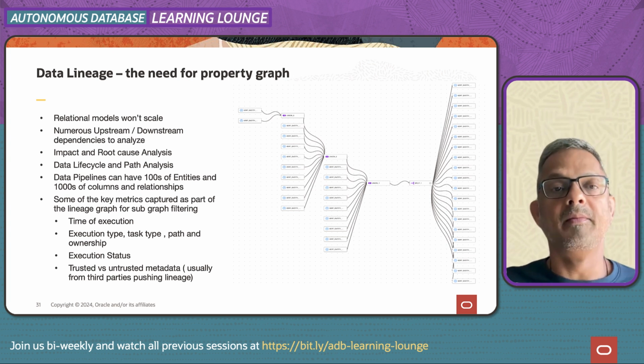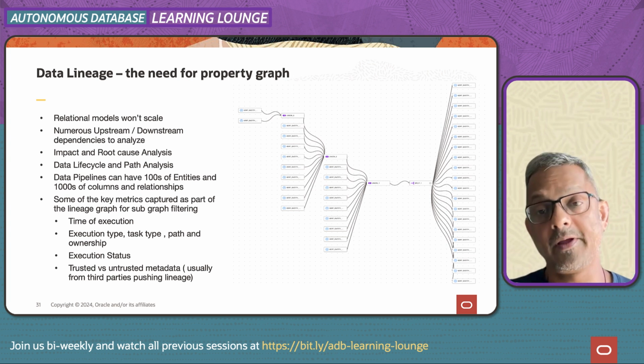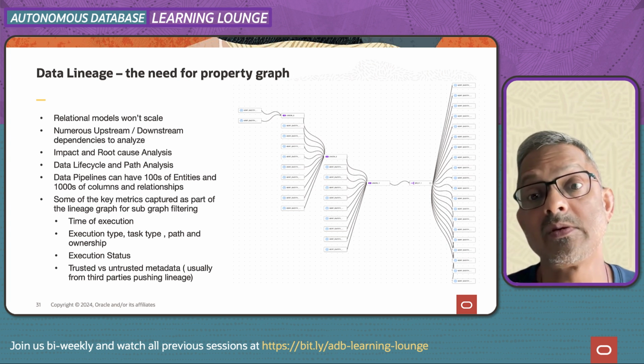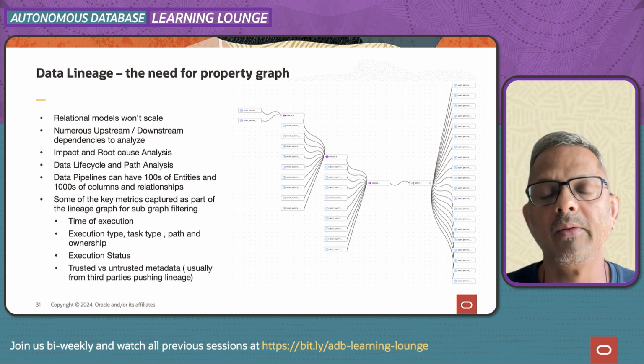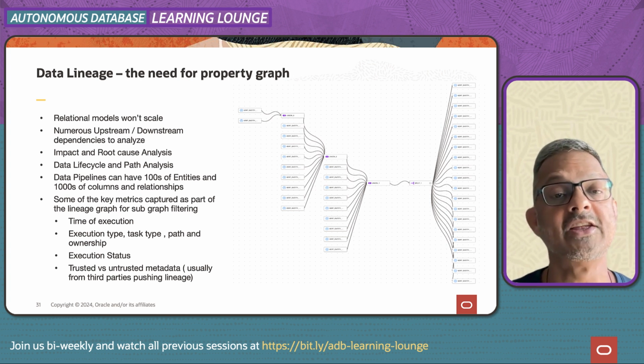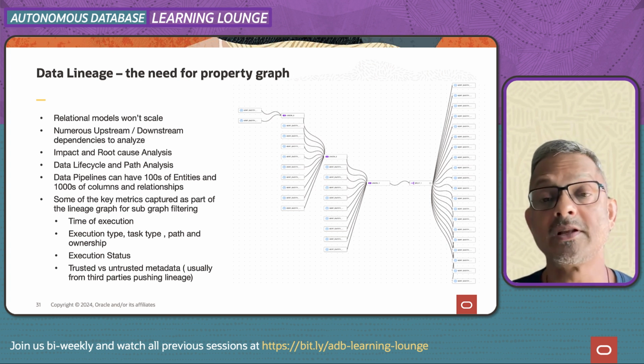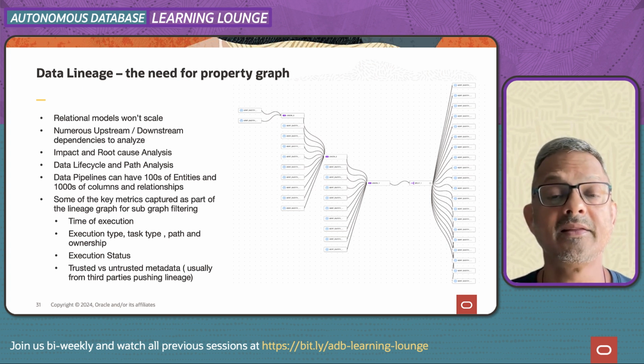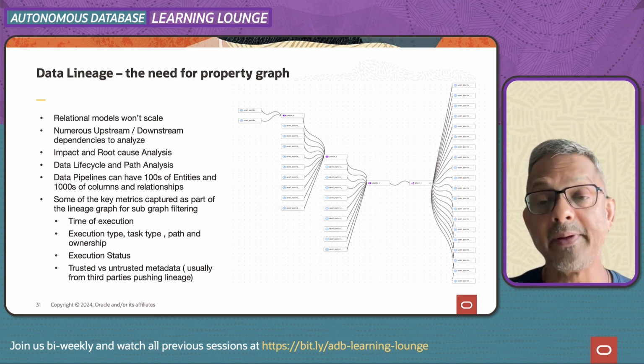Why are we using property graph? Why not just simply use a relational database and address these user queries on data fidelity and lineage? Relational models simply won't scale. The scale or the volume of the relationships that we capture is really big. There are a lot of upstream downstream dependencies.